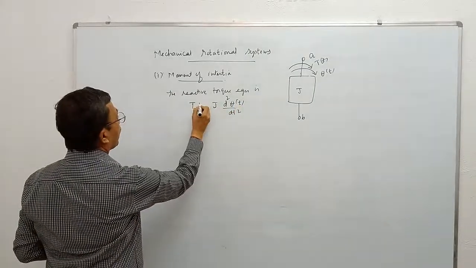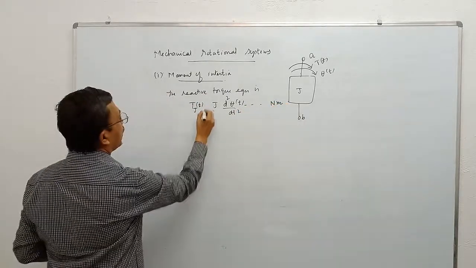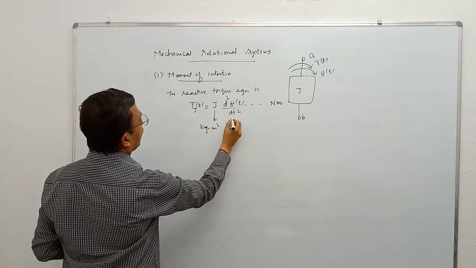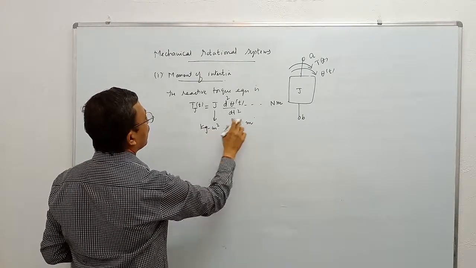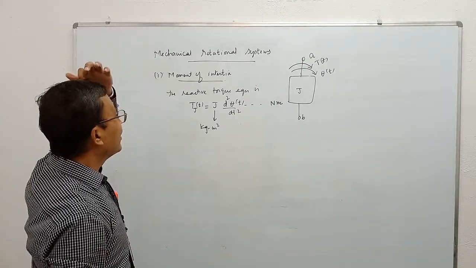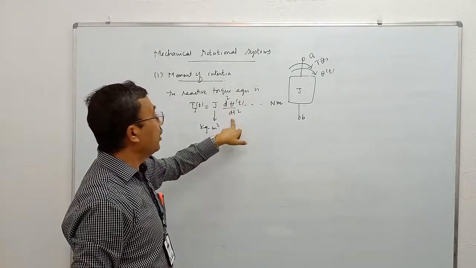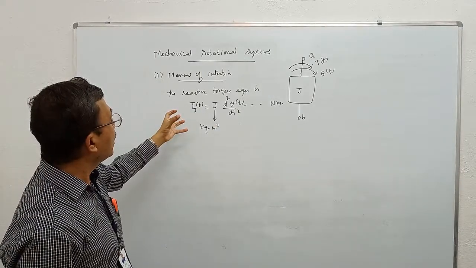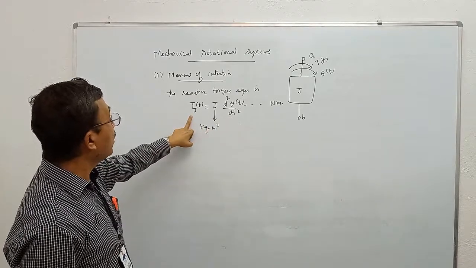Correct? Tj of t. Unit of torque is what? Newton meters. Unit of J is what? Kg meter square. Unit of velocity is radians per second. d square theta by dt square is radians per second square. That means moment of inertia multiplied by angular acceleration results in the reactive torque Tj of t.